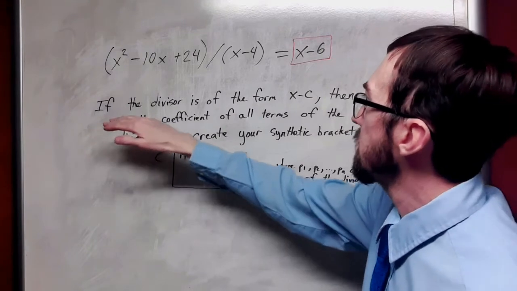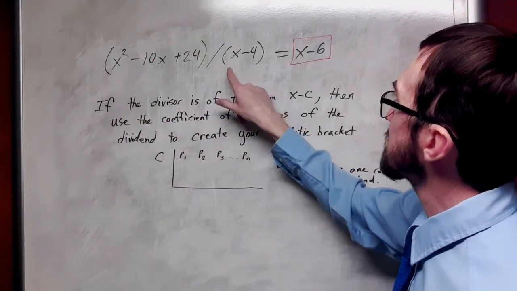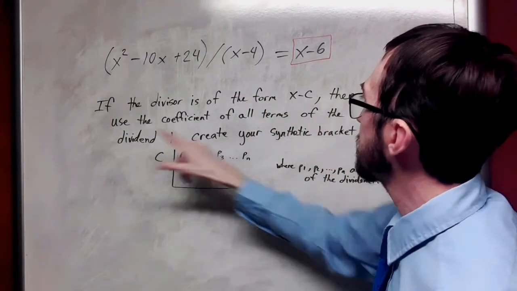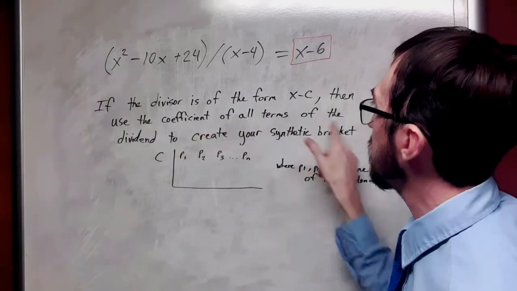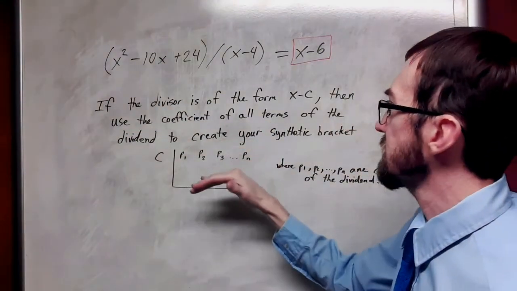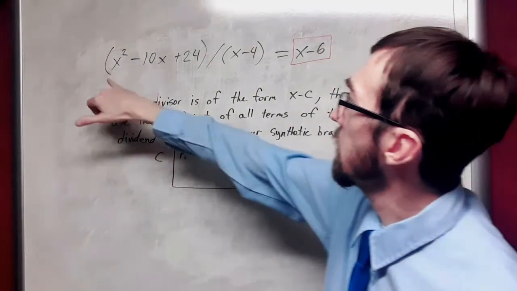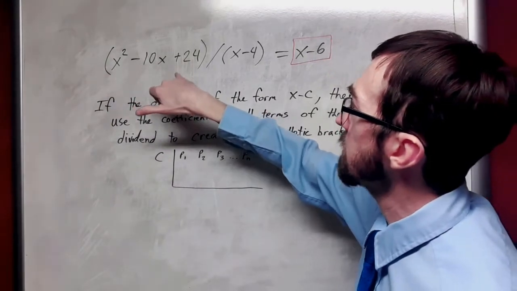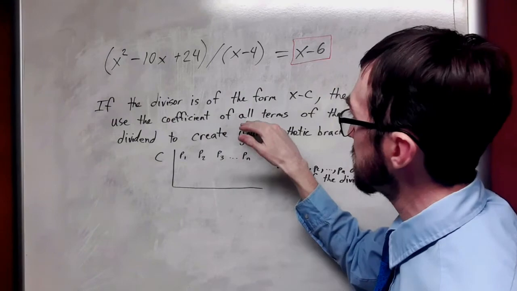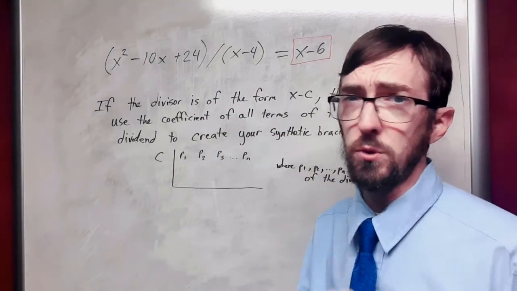What we need to look for is that if the divisor, this number here, is of the form x minus c, which it is, it's x minus some constant number, then use the coefficients of all the terms of the dividend, which is this number over here, to create your synthetic bracket. So each of these p sub 1 through p sub n are however many terms you have up here, and these are the coefficients. Now, this needs to be all terms of the dividend. This includes terms that you do not see.